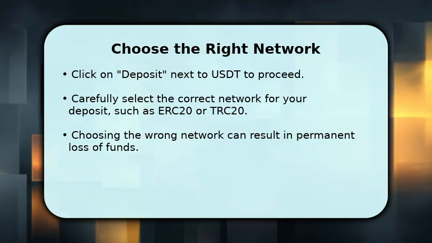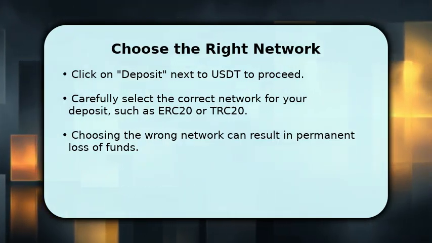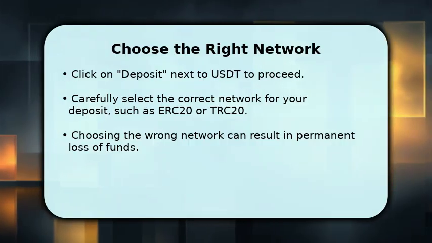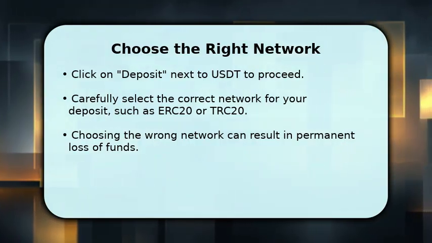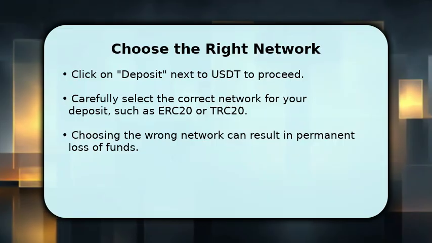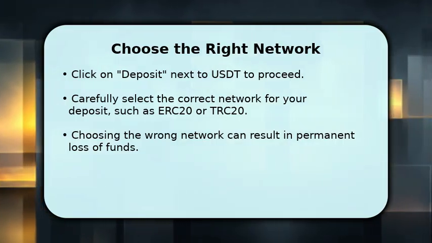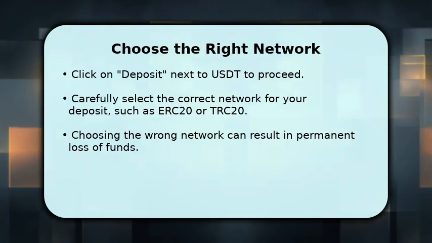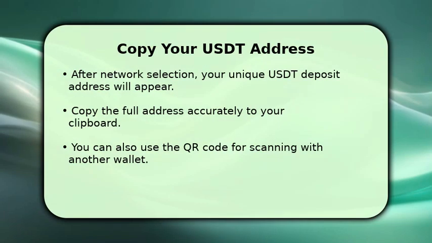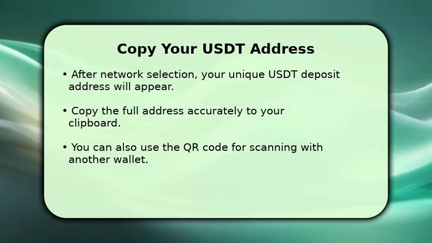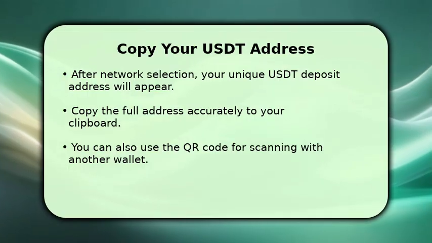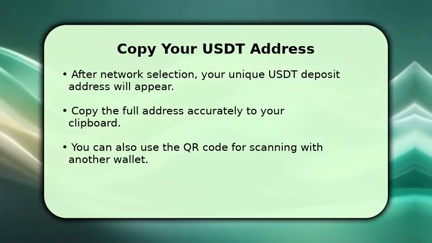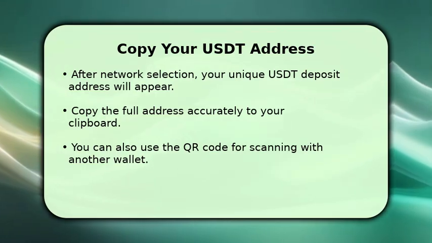It's vital to choose the correct network that matches the sending platform, such as ERC20 for Ethereum or TRC20 for Tron. Selecting the wrong network could lead to the permanent loss of your funds, so always double-check this choice. Once you've selected the correct network, your unique USDT deposit address will be displayed. This is the address you'll use to receive your Tether.